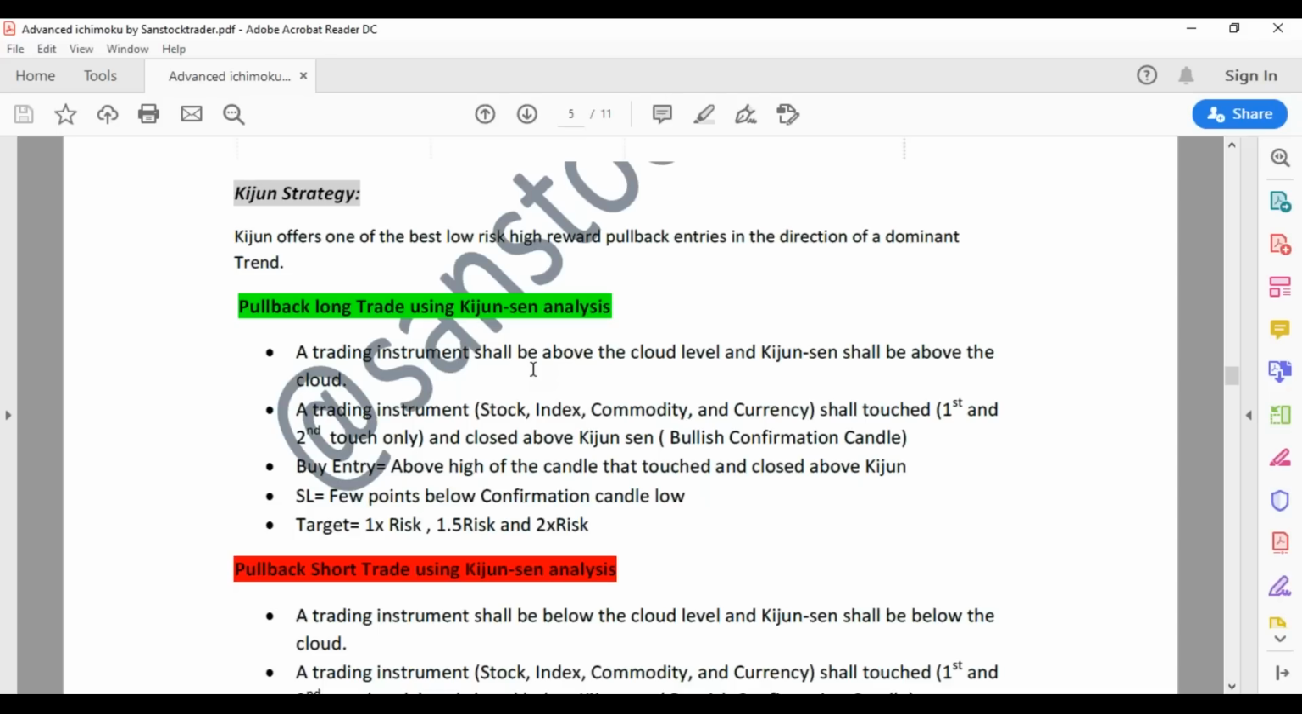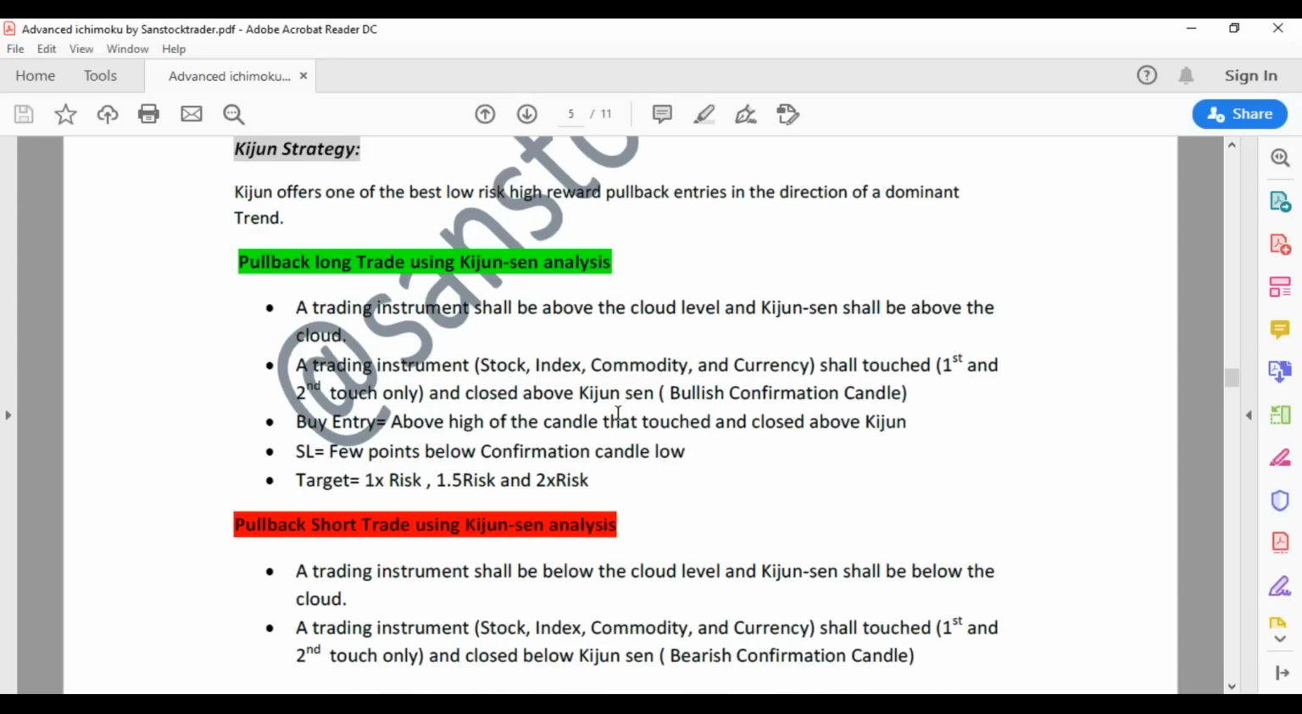Okay, so here is the strategy. First of all, I will be discussing the rules for the pullback long entry. A trading instrument shall be above the cloud. This is the first requirement for any long trade. We want a bullish trend. So first, a trading instrument should be above the cloud, and Kijun-sen shall also be above the cloud. A trading instrument shall touch, first and second touch only, and close above the Kijun-sen.